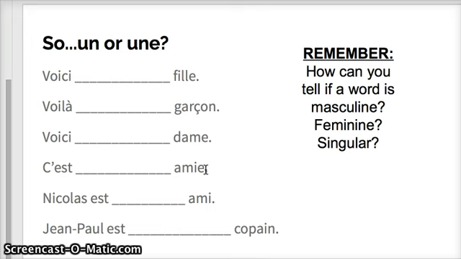Singular or plural. Can you tell how a word is singular or plural? The same way you tell in English. If you have S's on the end of your word, it's going to be plural. So if I put an S on the end of fille, so I had F-I-L-L-E-S, that would be plural. So instead of putting une, I would put des, D-E-S.